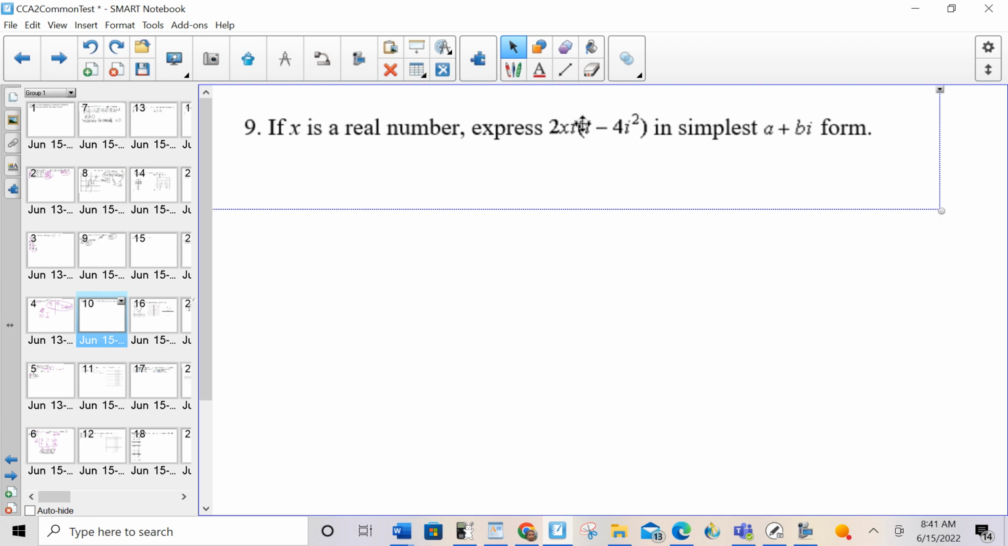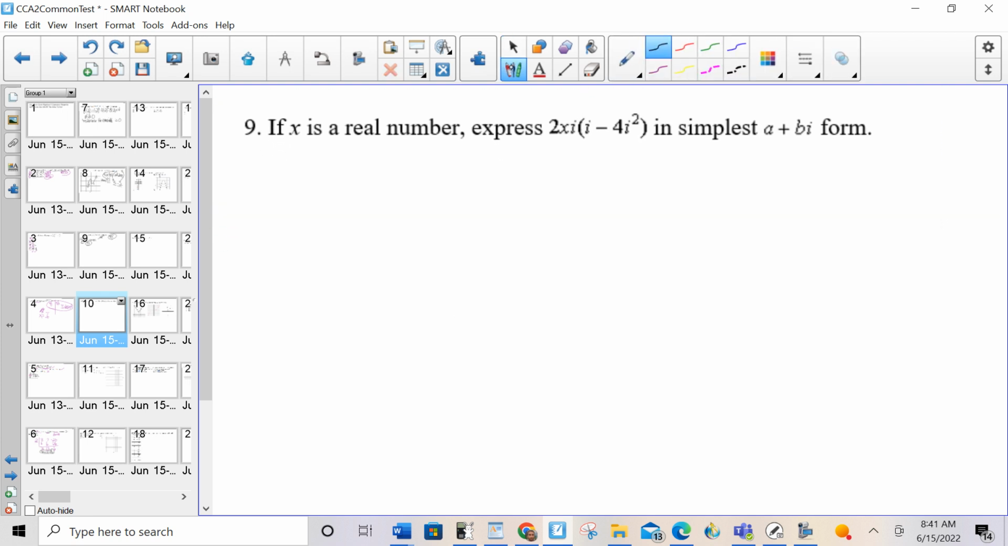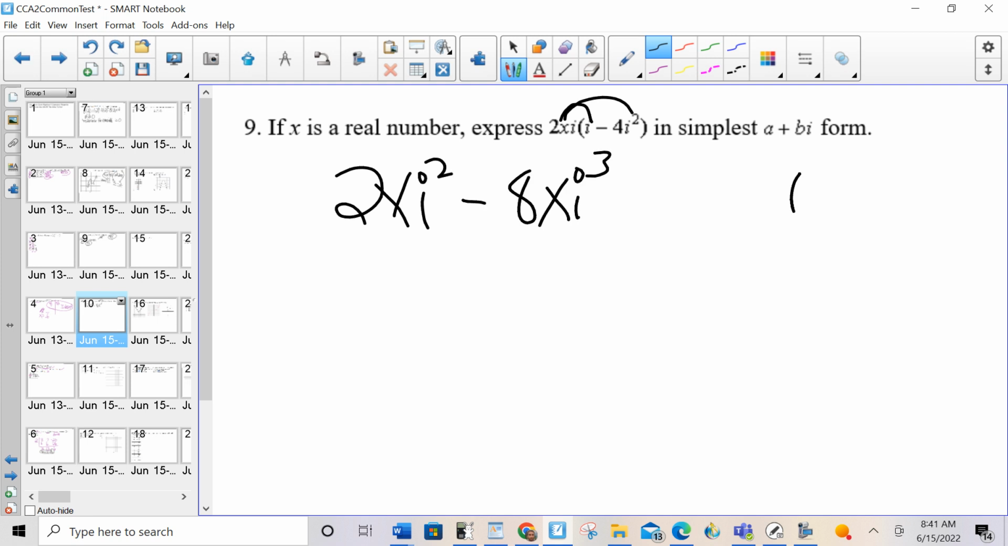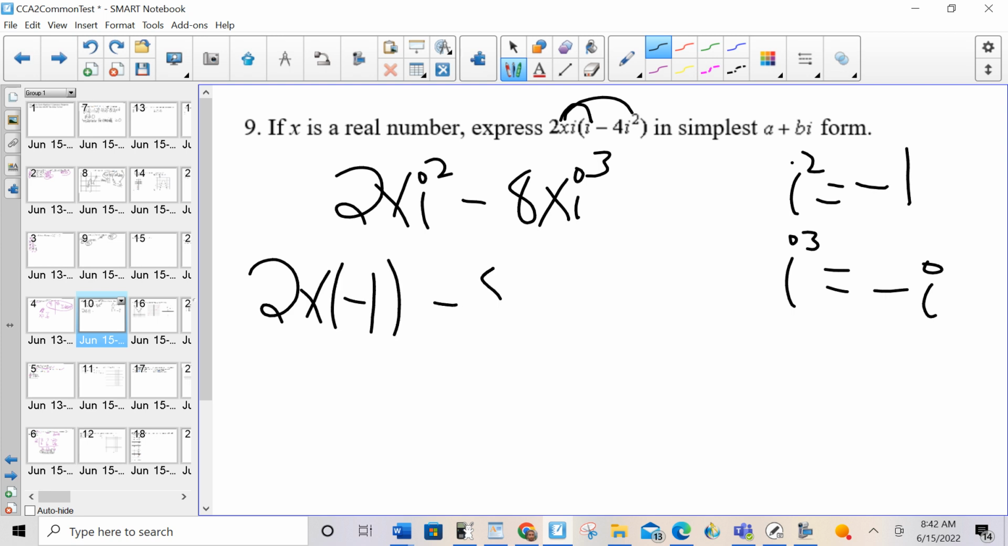It's usually something more like this. So, I treat i just like any other variable. I distribute to get rid of the parentheses. I get 2xi squared minus 8xi cubed. Now, what you need to know for this lesson, the only thing that makes this different than seventh grade algebra: i squared is equivalent to negative 1, and i cubed is equivalent to negative i. So I'm going to replace the i squared with negative 1, and the i cubed with negative i.